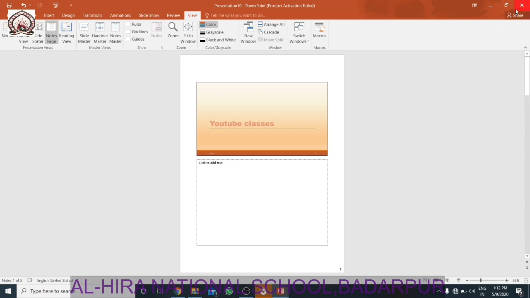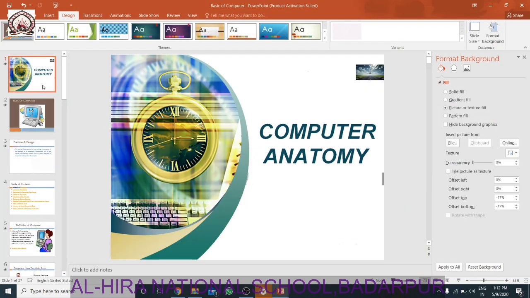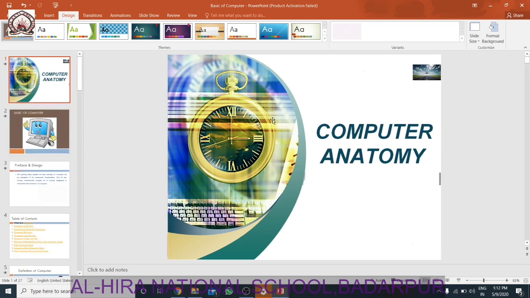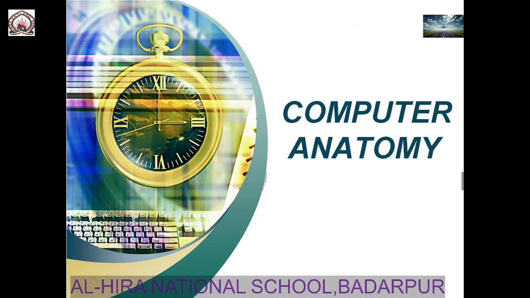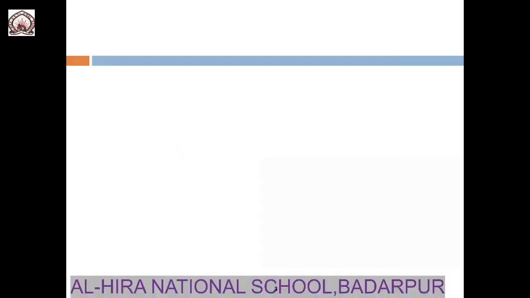Let me show you a slideshow. I have already made the slideshow. You can press F5, or go to Slide Show and click From Beginning, or click the slideshow button in the status bar. See, this is a slideshow. Here I have set it to automatic, or you can press the next button, click the mouse, or press the next arrow, and the next slide will come.